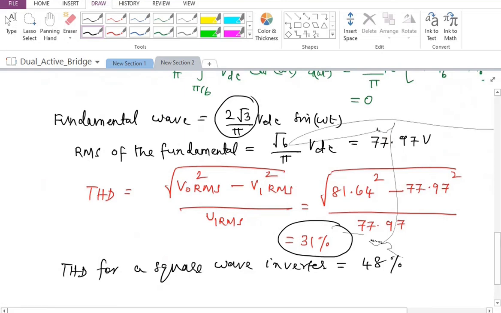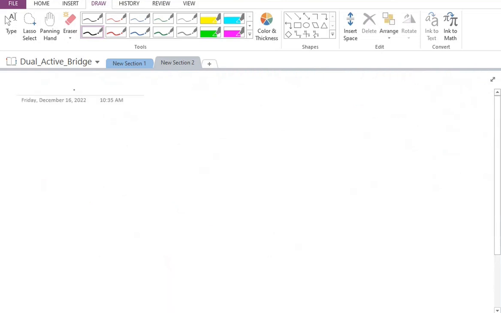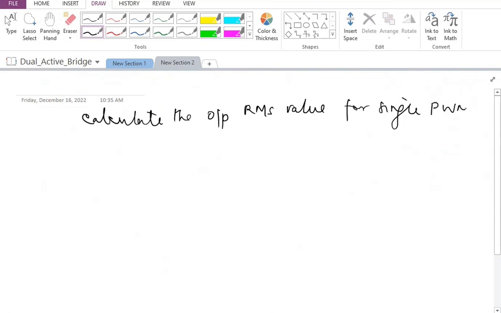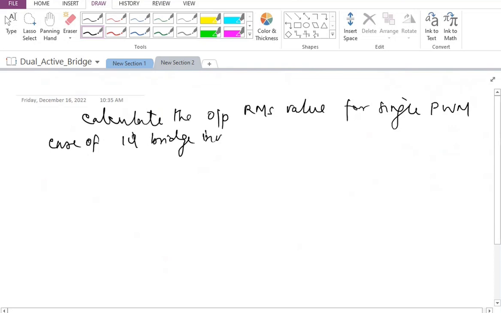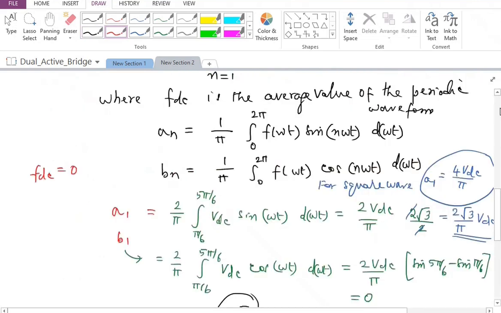So let us try to do one more problem where we are going to calculate the output RMS value for single pulse width modulated case of one phase bridge inverter with alpha equal to 45 degrees. So what we got was, in the previous numerical example, we had derived this.